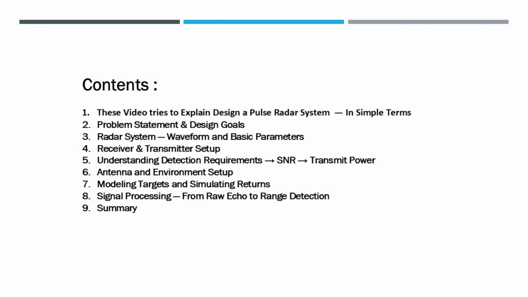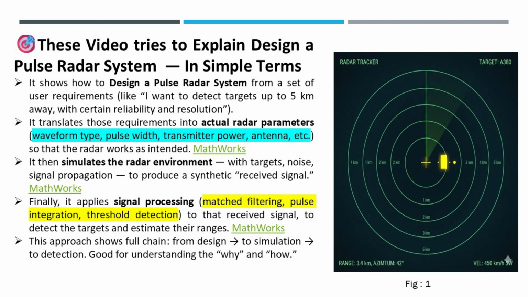Although the MathWorks example includes various MATLAB codes and helper functions, I focused more on the theory and gave simplified explanations supported by relevant AI-generated images. This video tries to explain how to design a pulse radar system in simple terms. It shows how to design a pulse radar system from a set of user requirements, like I want to detect targets up to 5 kilometers away with certain reliability and resolution.